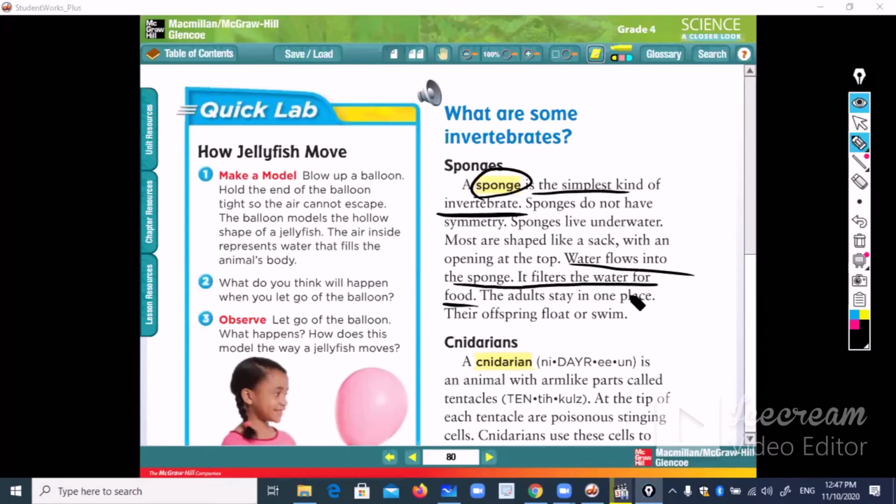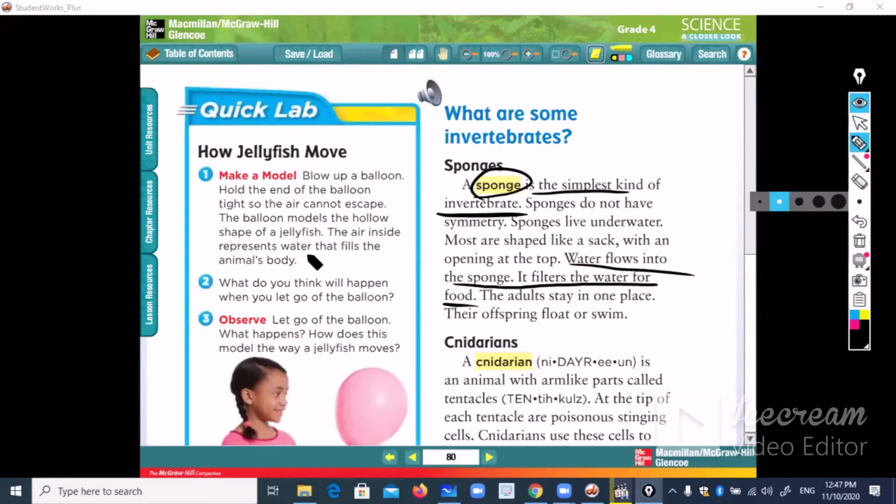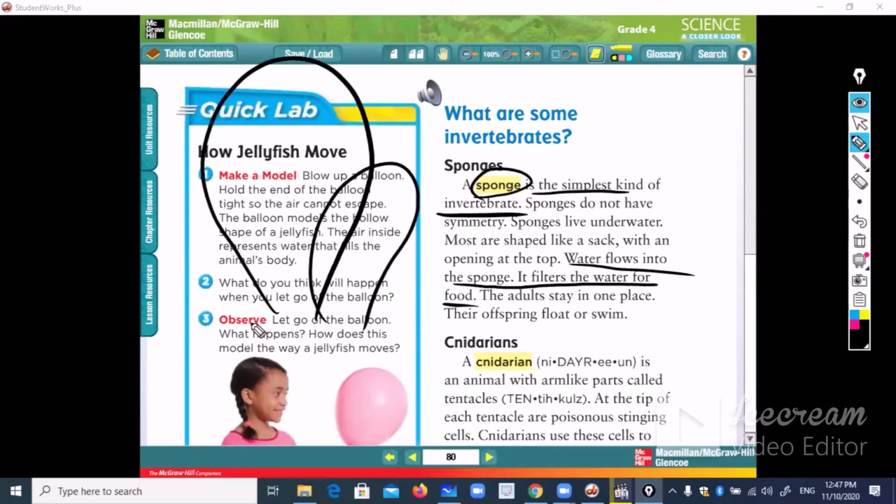Okay, guys, now how can this sponge eat? At the beginning, the sponge shape will be like a sack. Sack here means like a bag or balloon or something like that. So the shape will be like that. That is the shape of most sponges. Now, the shape of a balloon with a little helium. And in the sponge we have an opening at the top.